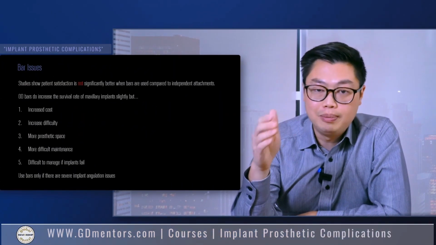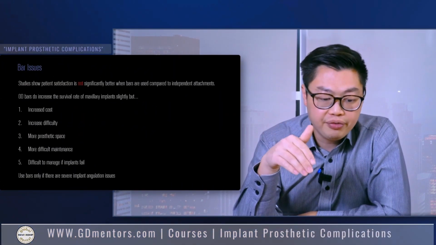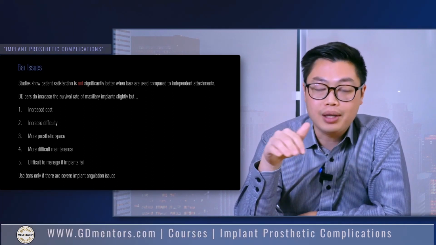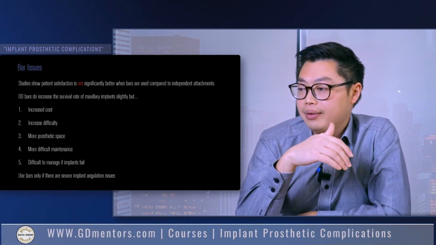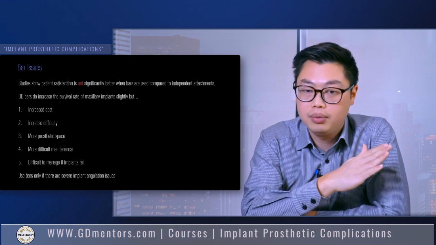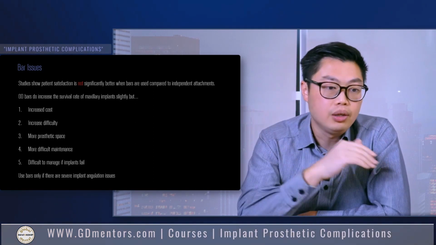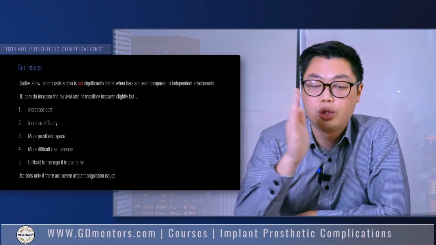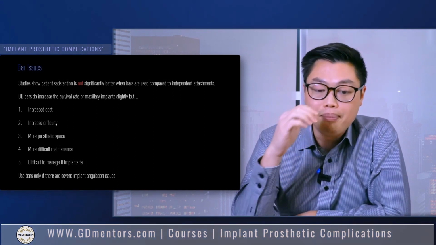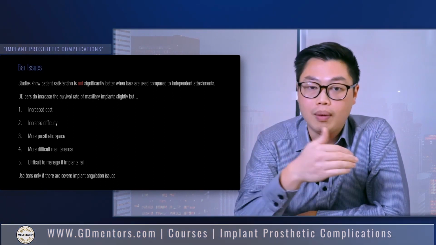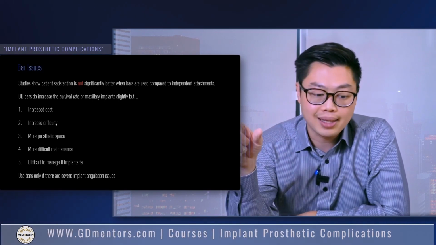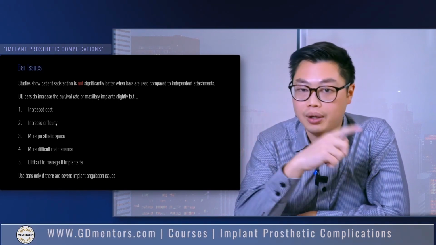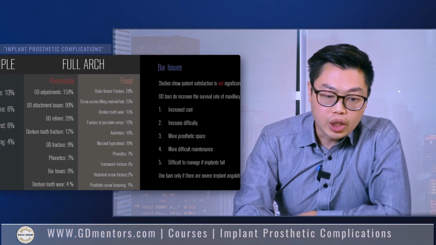So I only use bars for overdentures if there are major angulation issues. The implants are not parallel. You can't even do locators on those implants with individual attachments. Then it may be necessary to do a bar to connect all the implants and to sort of reangulate the locators.